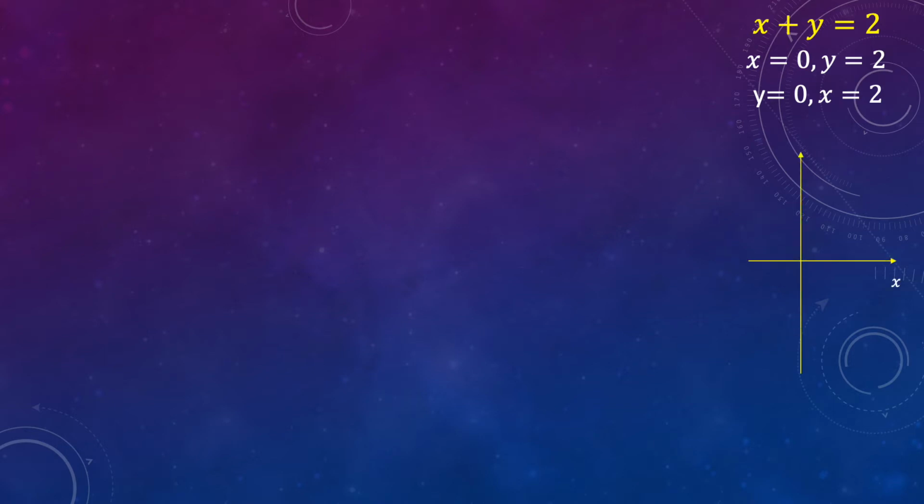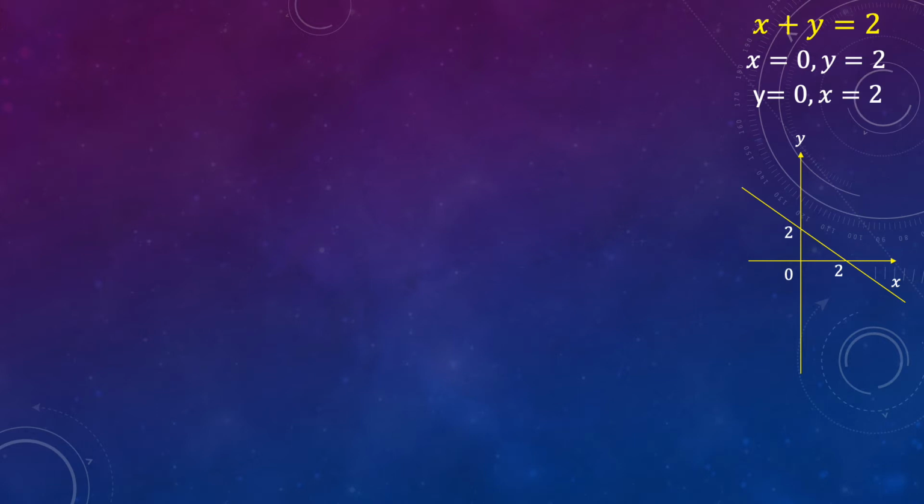Draw two straight lines. The horizontal is the x-axis, the vertical is the y-axis, and this is 0, the origin. This part will be positive, and this part also positive. So we have y equal to 2 and x equal to 2. Let's say this is 2 and this is 2, and then you just join the two points together. Voila, this is your graph for x plus y equals 2.